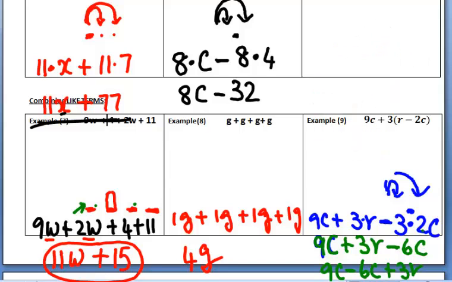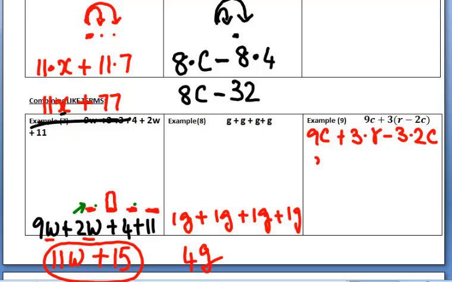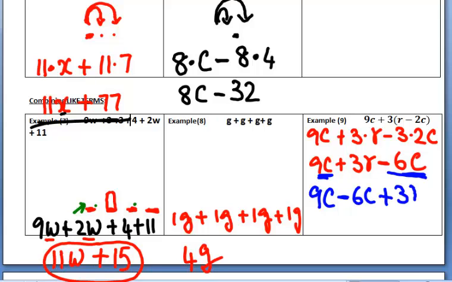Okay. I cannot move it. Let me redo this whole problem again, just this piece, so that it's clear. All right, quickly. 9c plus 3 times r minus 3 times 2c. And then I have 9c plus 3r minus 6c. The 9c and the 6c are similar, so I'm going to use 9c minus 6c plus 3r. 9c minus 6c gives me 3c plus 3r.